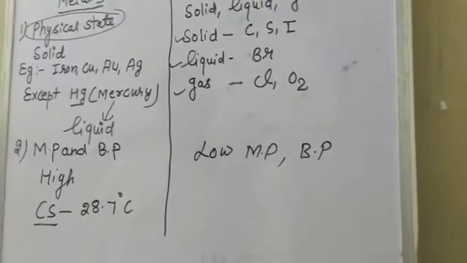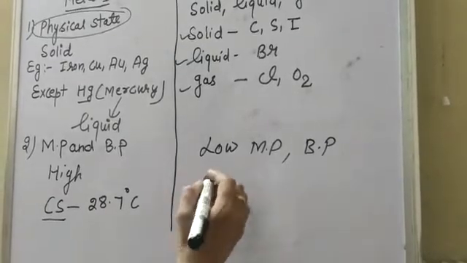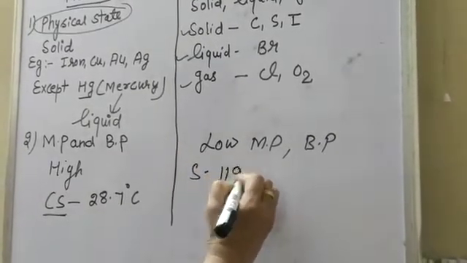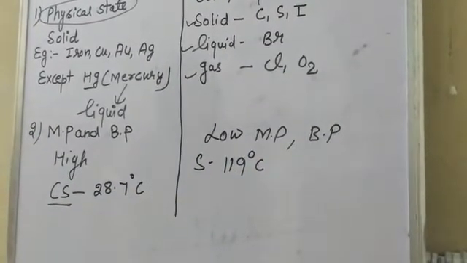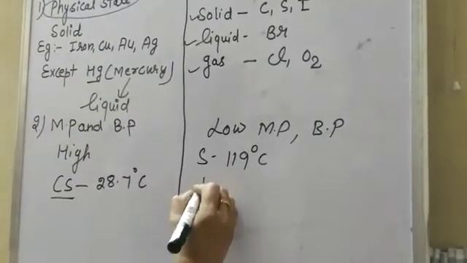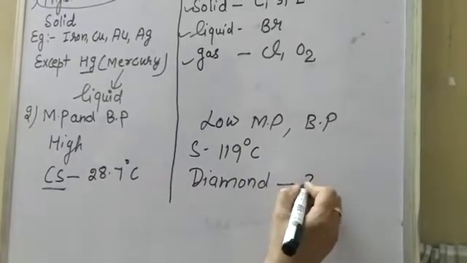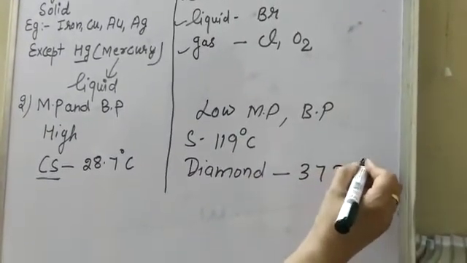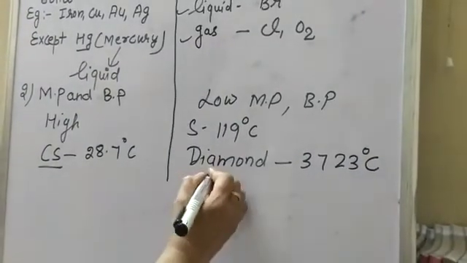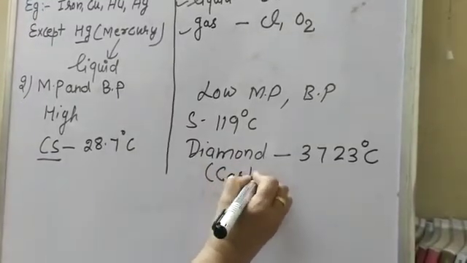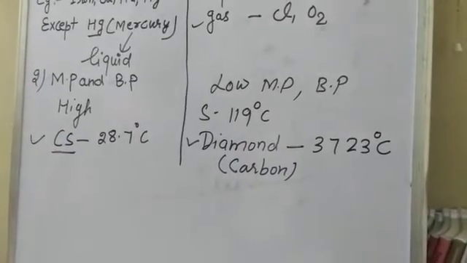For example, the melting point of sulfur is 119 degrees Celsius. But here also there is an exception. Here we have diamond. The melting point of diamond is very, very high, that is 3723 degrees Celsius. Diamond is one of the forms of carbon. Okay, so these are the exceptions you should remember.